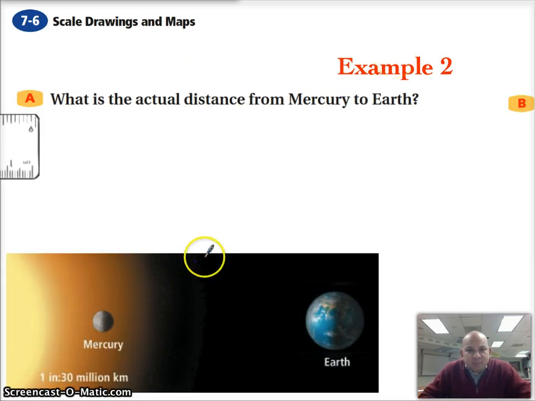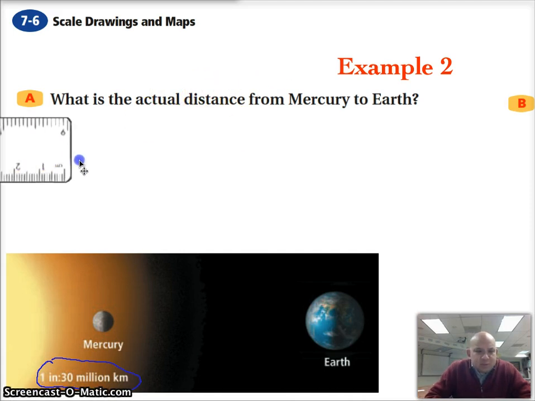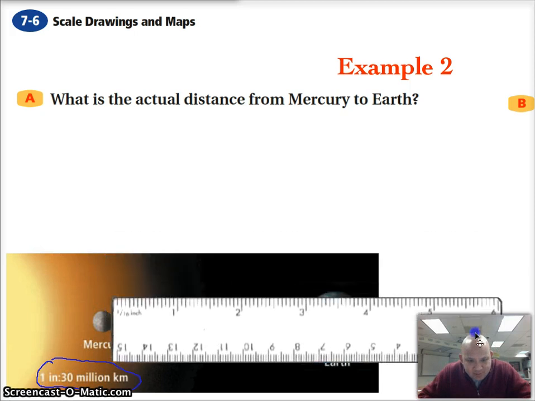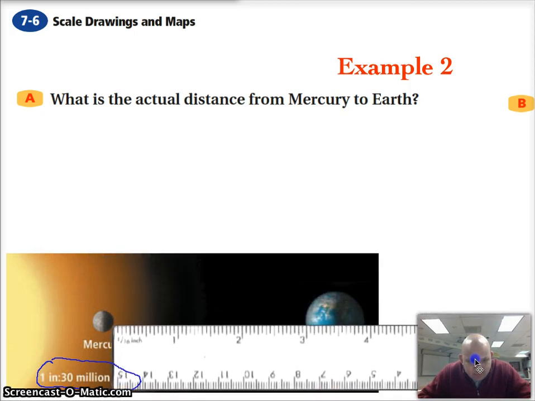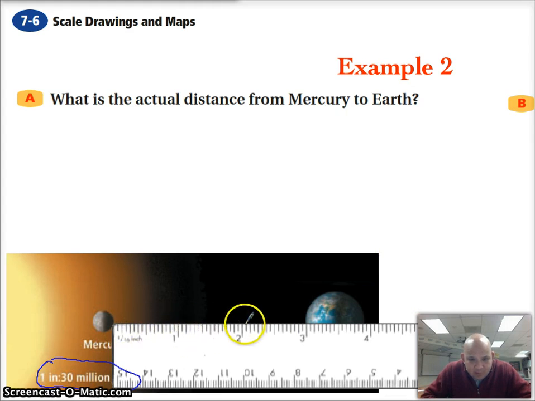Next example, we have a scale drawing of Mercury and Earth, and the scale says 1 inch equals 30 million kilometers. Our first question is, what is the actual distance from Mercury to Earth? We're going to go ahead and take this ruler and measure the distance from Mercury to Earth in inches, and it looks like we've got 1, 2, 3 total inches. So it is 3 inches on the scale drawing.